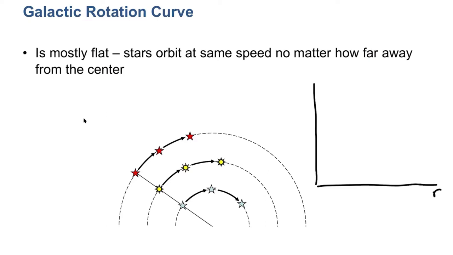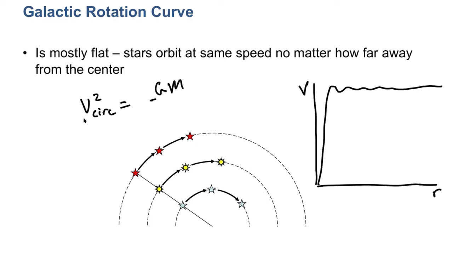Again, this is R and this is V. It does some interesting things in the middle, but it kind of levels out and stays flat for large values of radius. And so this is what we call a flat rotation curve. What is different between the galaxy and the solar system? Well, let's think about what this equation is again. V squared circular is equal to G times M divided by R.